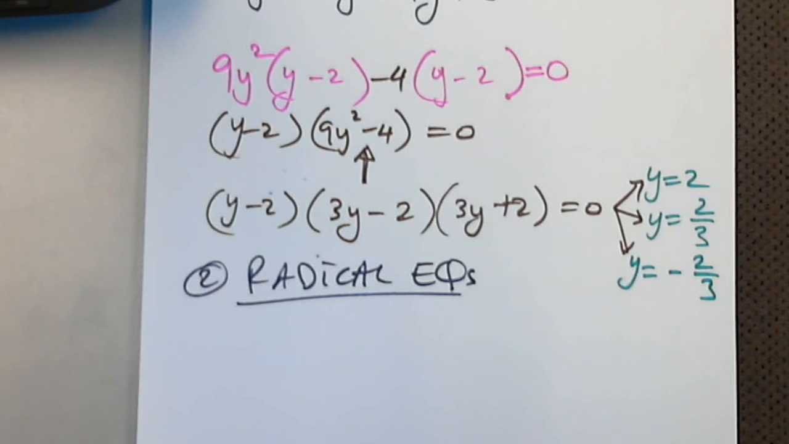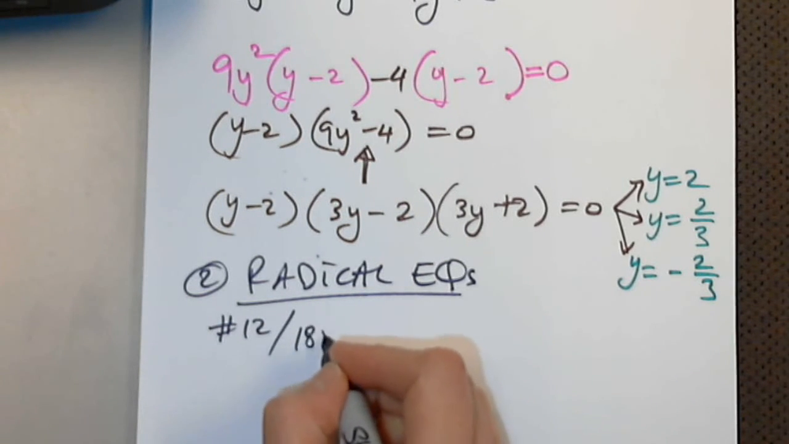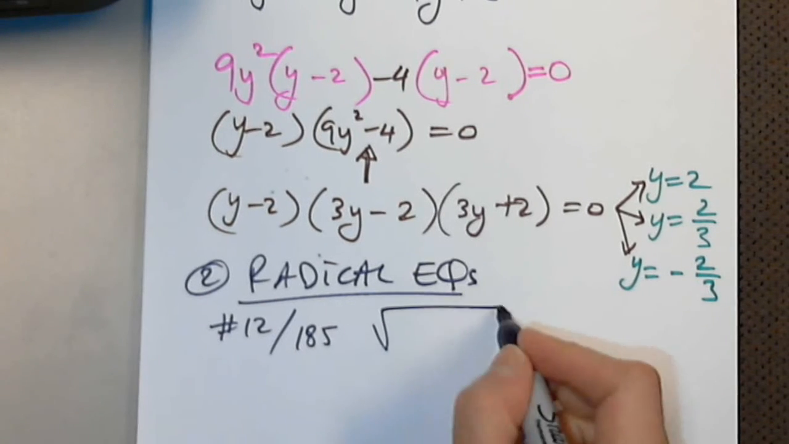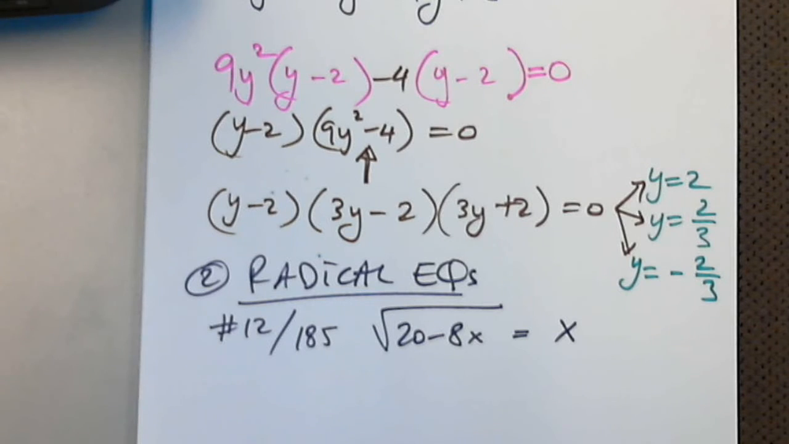Okay, so let's look at, let's say, number 12 on page 185. The square root of 20 minus 8x equals x. And if I ask you what type of equation this is, you'll say the equation is radical. Why? Because it has a square root. Very good. How do I eliminate the square root? What can I do?